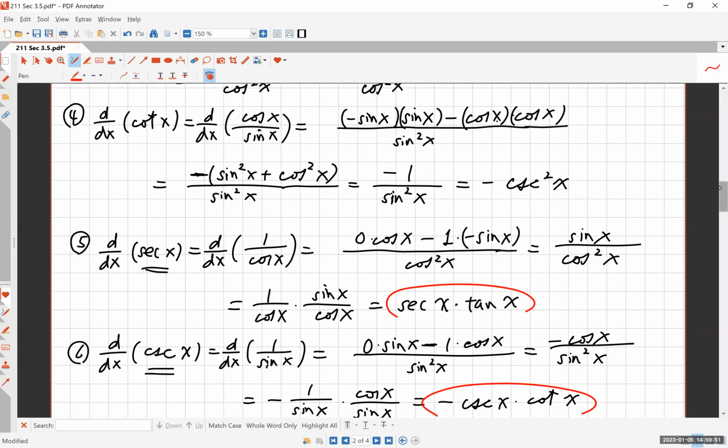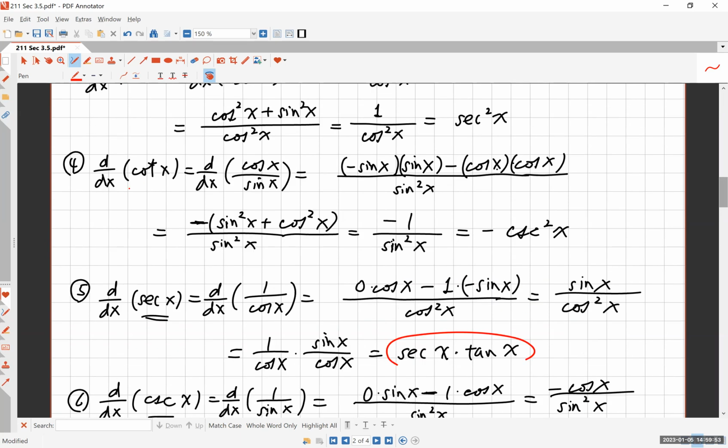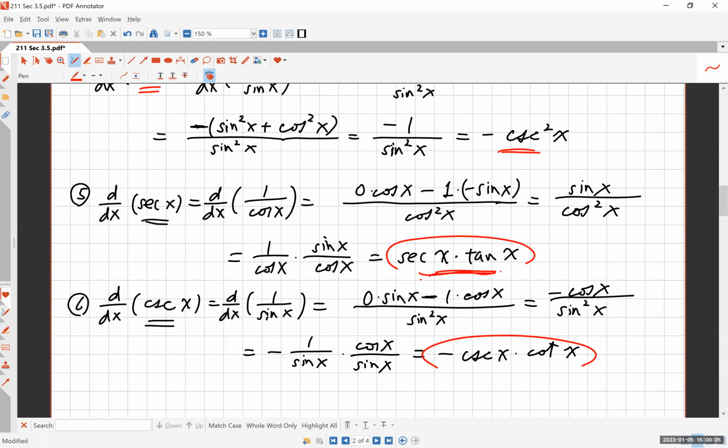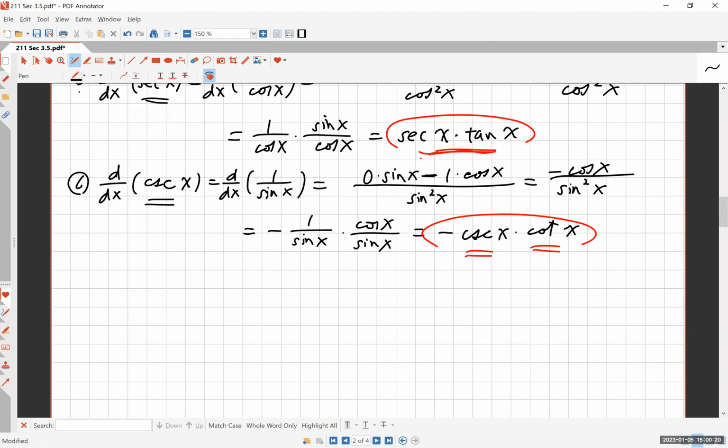And you see that? Because for tangent, you have secant squared. Cotangent will give you negative cosecant squared. So you see how tangent and secant seem to be closer, but cotangent and cosecant seem to go together. So keep these in mind. All right, now we have the derivative of each of the 6 basic trig functions. How awesome is that? Okay, let's do an example.